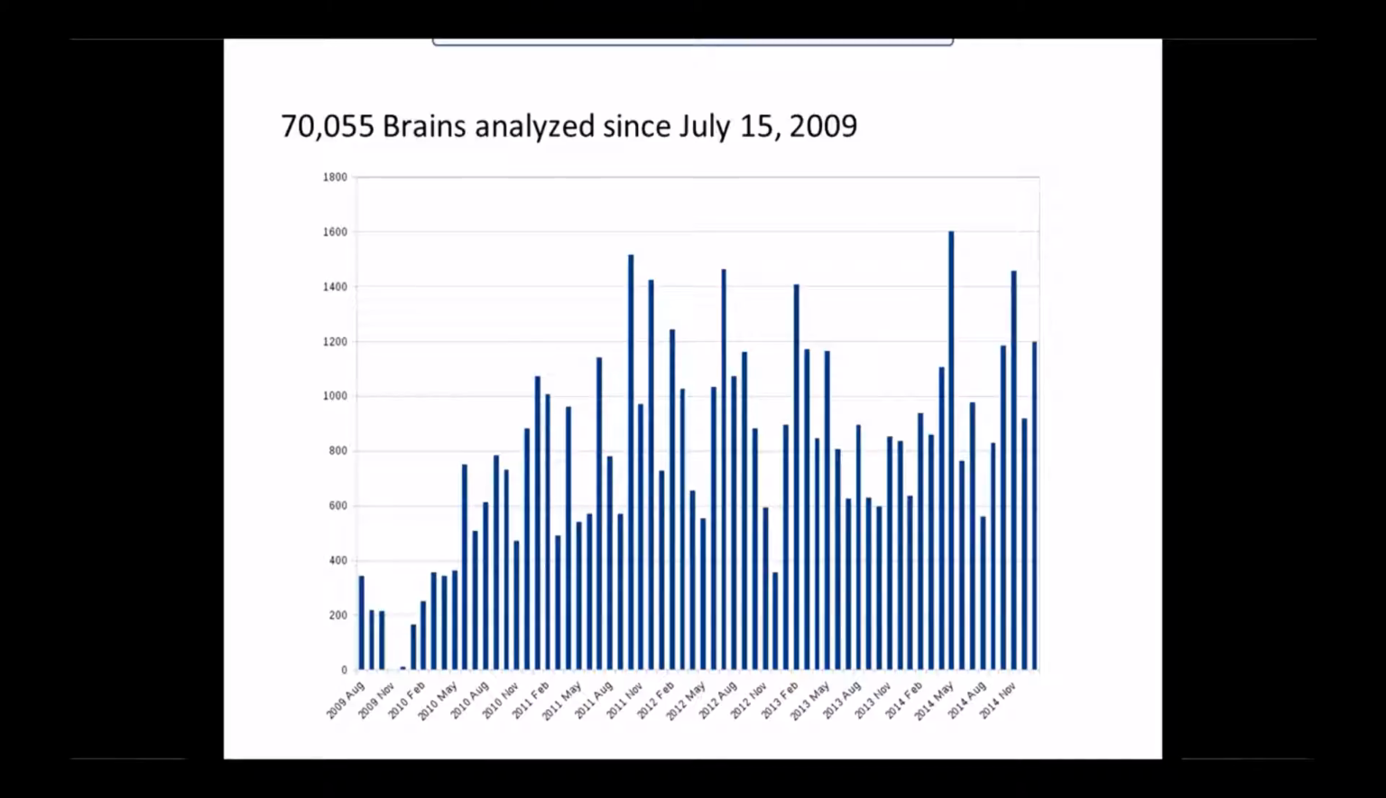Anthony made a nice chart that shows where we've been since July 15th, 2009, and I guess I should look at the right as 2014. That chart only goes to January 1. It doesn't show, right? Yeah. Okay. So that's the kind of traffic that we've seen historically.